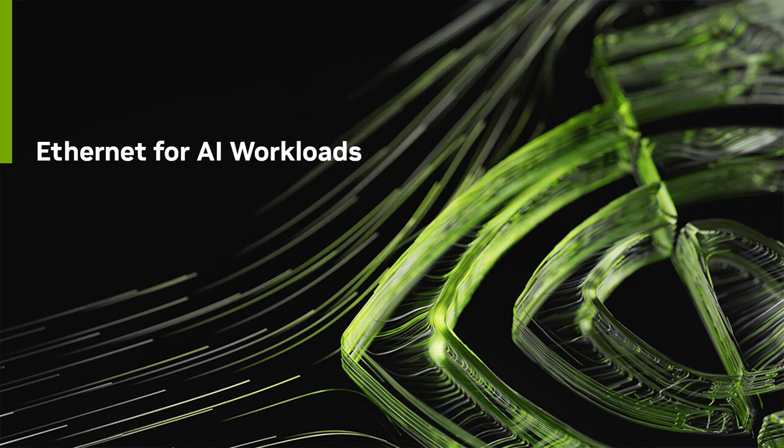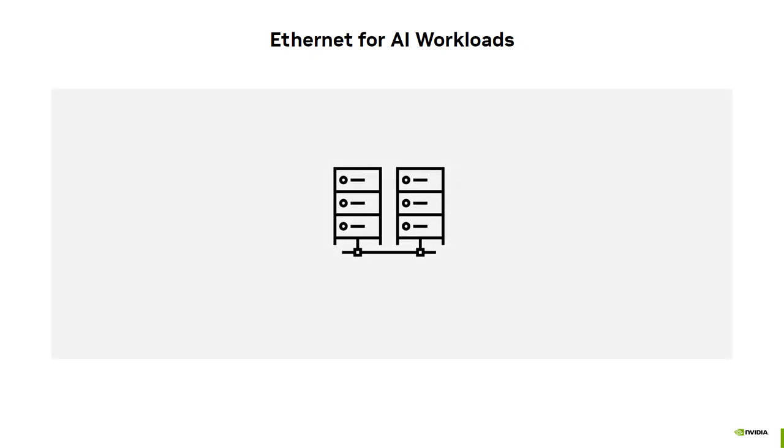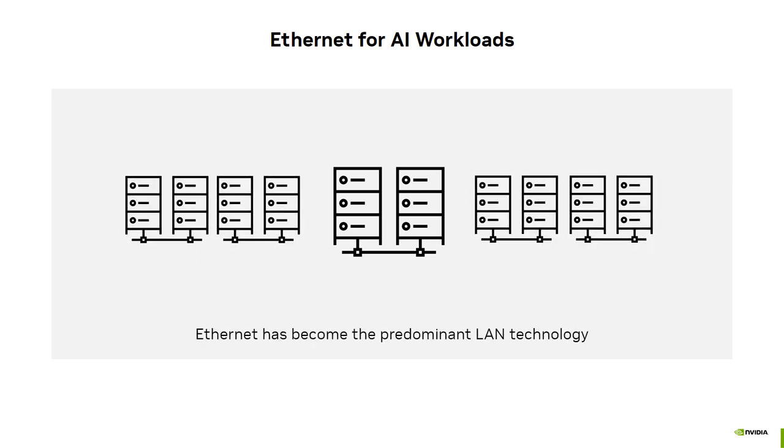In this chapter, we'll examine the Ethernet protocol and its role in optimizing the performance of AI data centers. Ethernet was introduced in 1979 and was first standardized in the 1980s as IEEE standards. Ethernet describes how network devices can format and transmit data to other devices on the same local area network. Ethernet has become the predominant LAN technology thanks to its ability to evolve and deliver higher levels of performance while also maintaining backward compatibility.